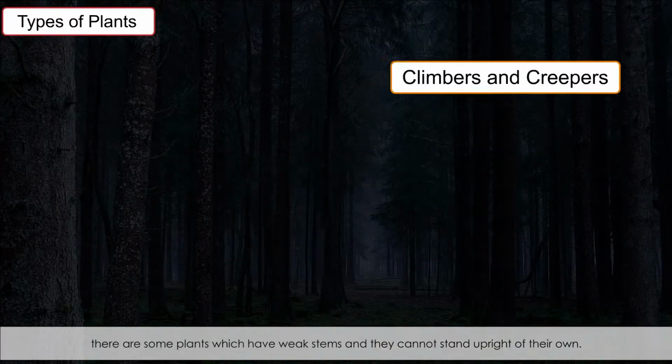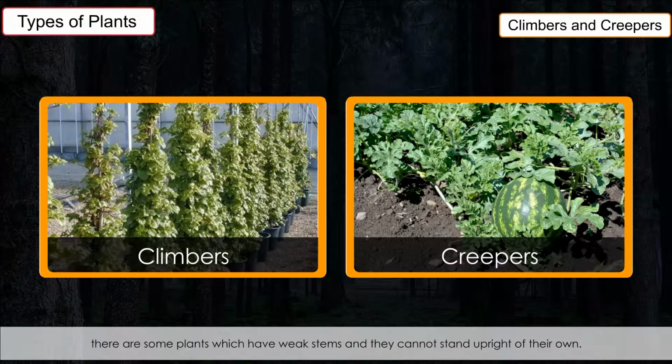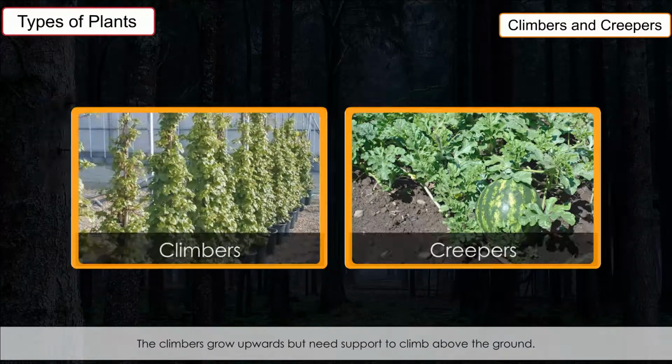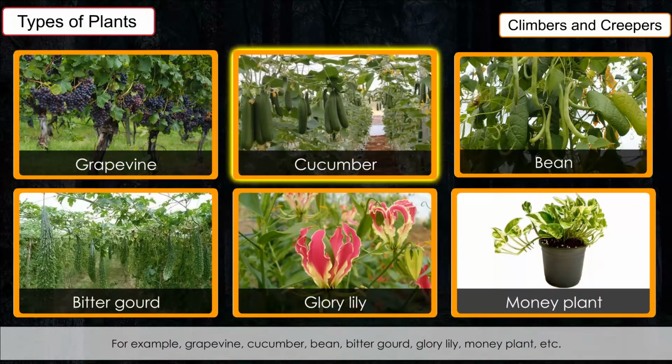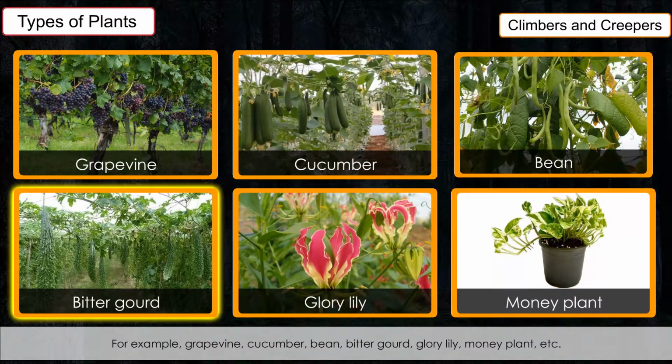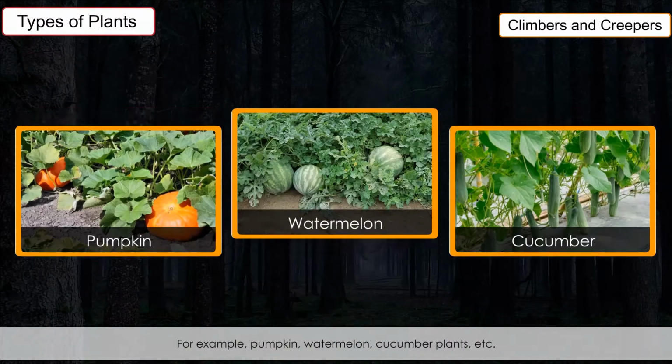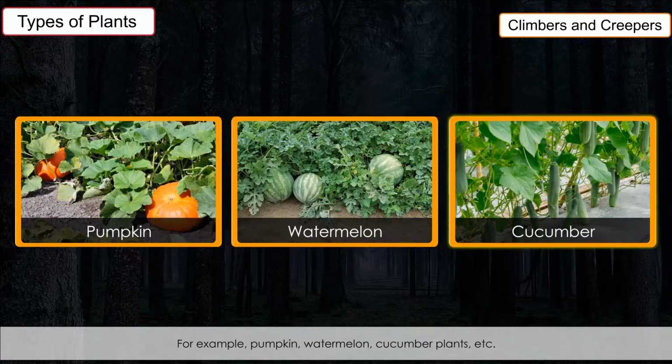Climbers and creepers. There are some plants which have weak stems and they cannot stand upright on their own. These are called climbers and creepers. The climbers grow upwards but need support to climb above the ground. For example, grapevine, cucumber, bean, bitter gourd, glory lily, money plant, etc. The stem of creepers creep on the ground. For example, pumpkin, watermelon, cucumber plants, etc.